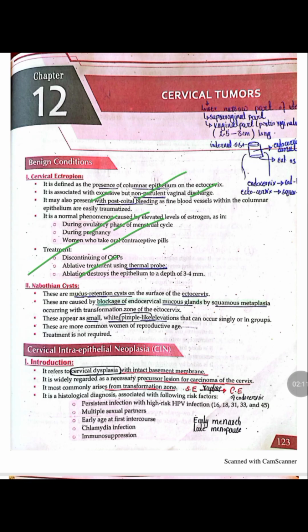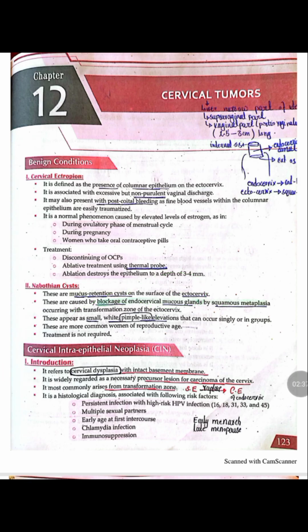Second one is the Nabothian cyst. Nabothian cyst is also a benign cervical condition, and it is a mucus retention cyst that occurs on the surface of the ectocervix. And the Nabothian cyst occurs because of the blockage of the endocervical mucous gland due to the squamous metaplasia that occurs within the transformation zone of the ectocervix.